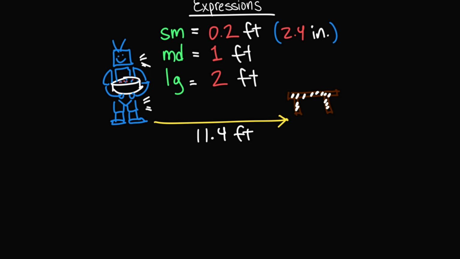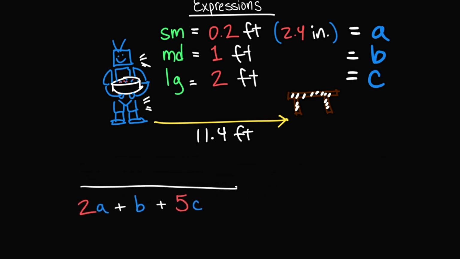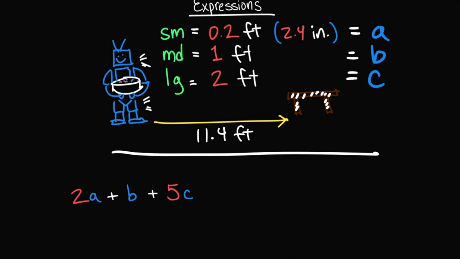And to simplify things, let's say that instead of small, medium, and large, we call these A, B, and C, just to simplify our expression. And Alfred has figured out that his final expression is going to be 2A, so 2 of the small steps, plus 1B, and we're just going to leave off the 1 there because it's just one of them. And then we're going to do 5 large steps, 5C. Our multivariable expression turns out to equal 11.4 feet.